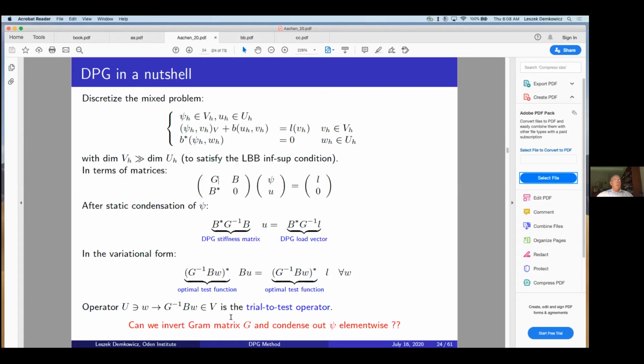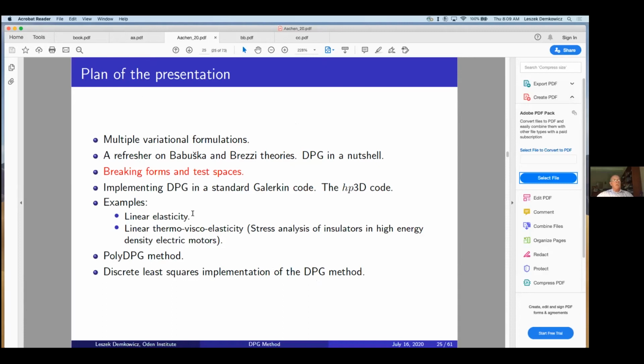I want to do it on the element level. The question is, can we invert the Gram matrix G and condense psi out elementwise? If I manage to do this operation, not after assembly, but before assembly, then the only modification compared to standard finite element technology will happen in the element routine, not in the rest of the finite element technology. Assembly, post-processing, all will remain the same. And I will do the DPG magic only inside of the element routine. And that's what we are doing. And that leads us to the concept of breaking forms and test spaces.